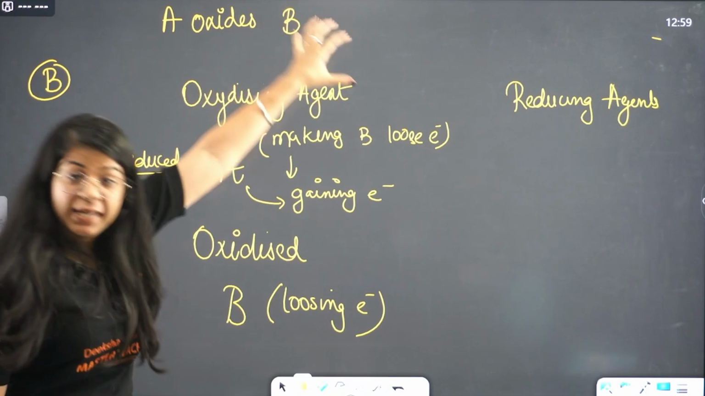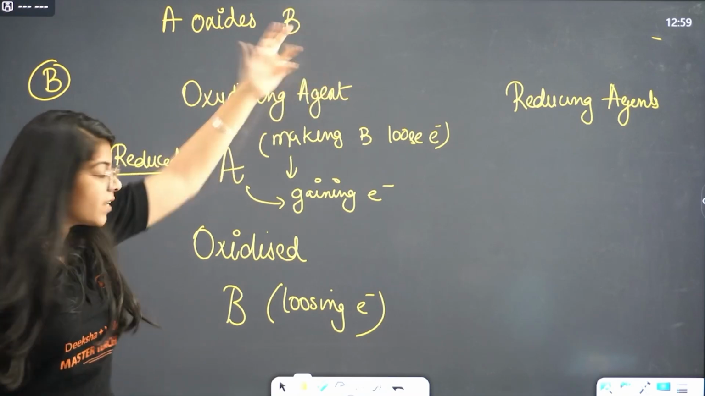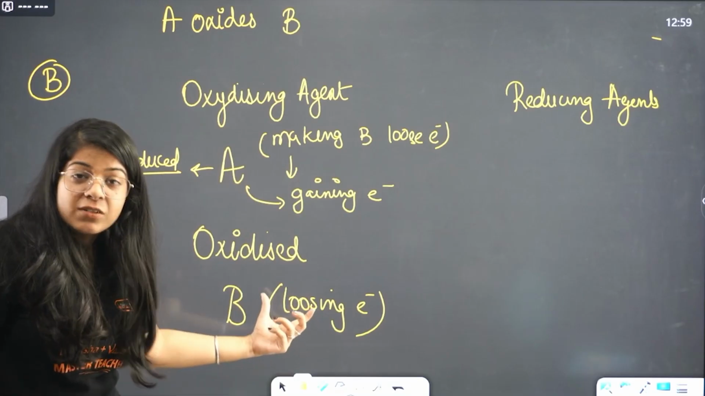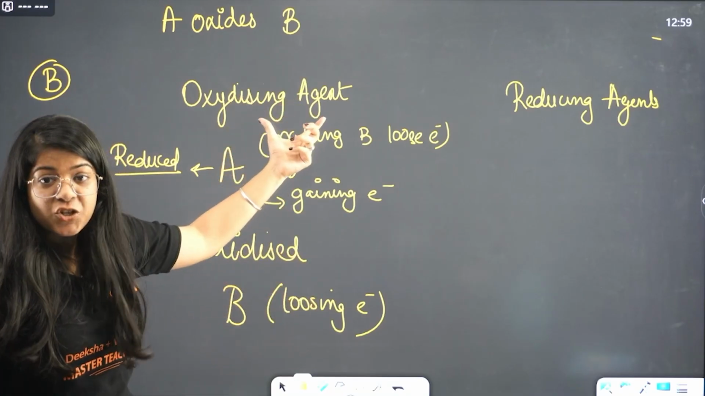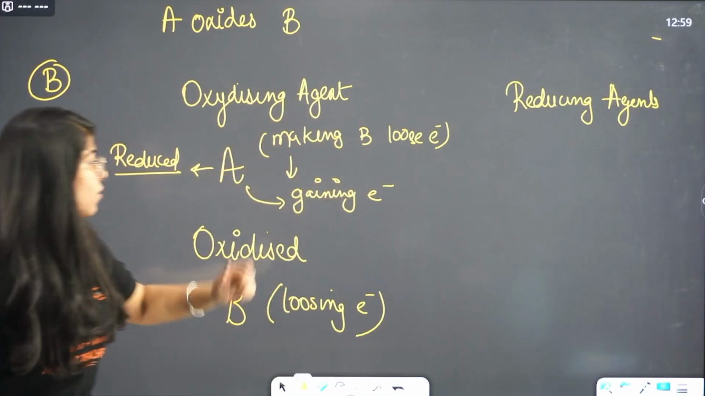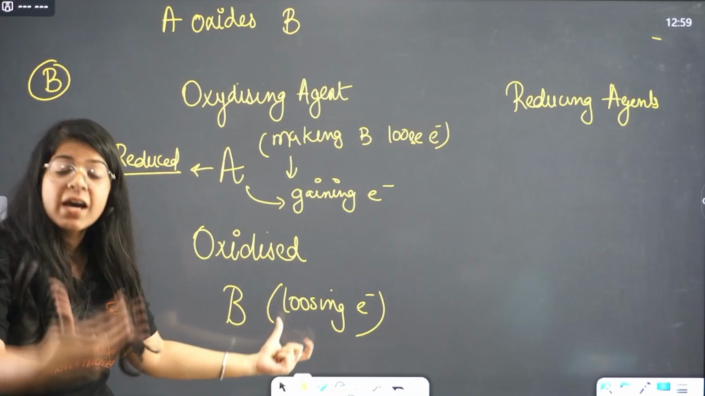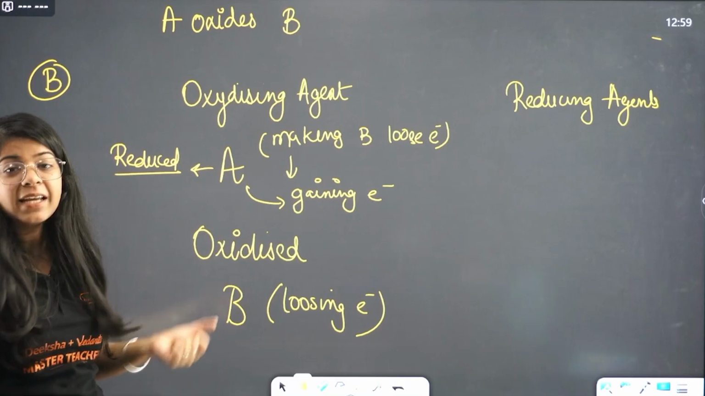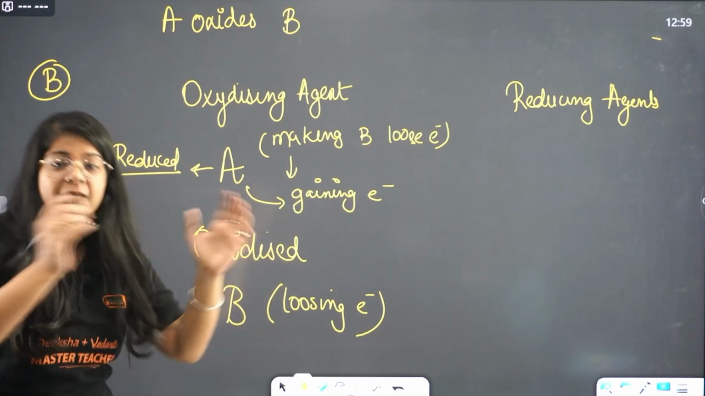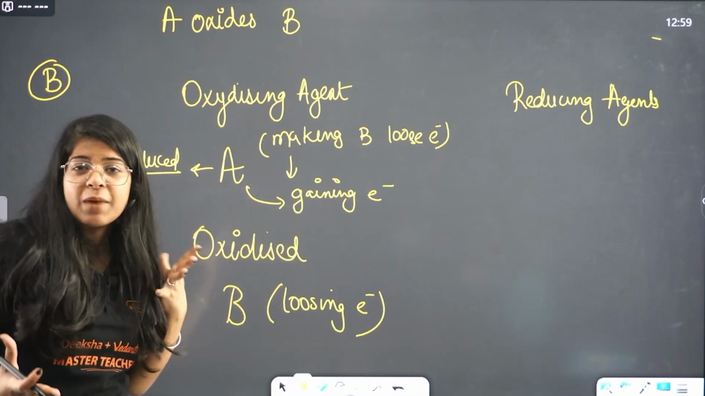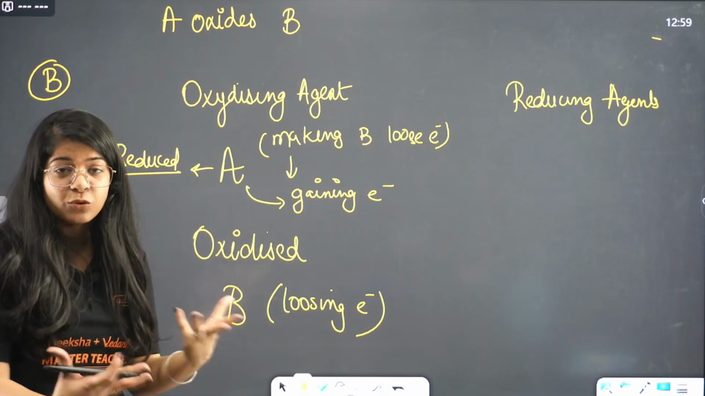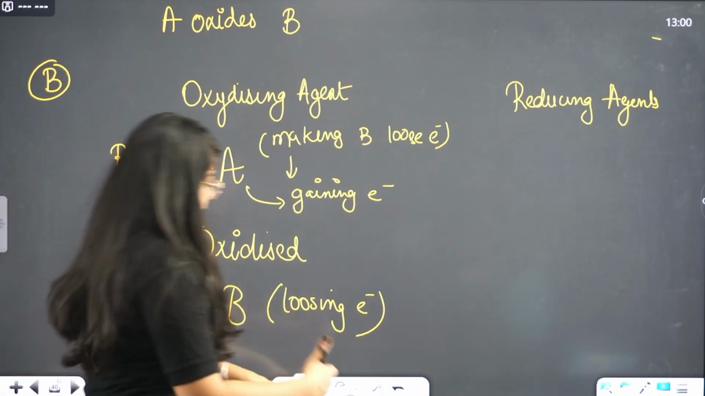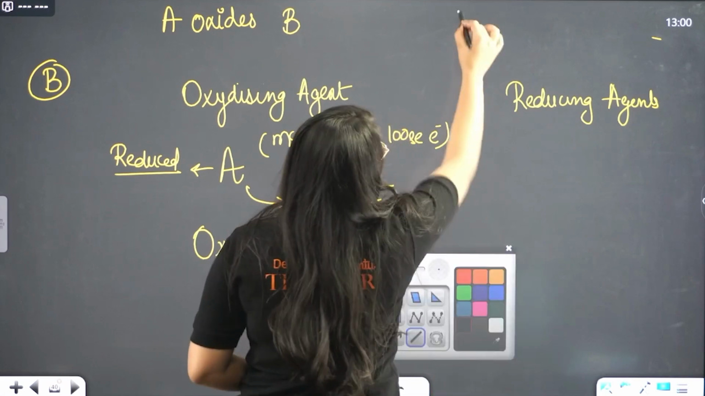A oxidizes B. That means B is getting oxidized. Oxidized means it is losing electrons. A is making B lose electrons. That means A is an oxidizing agent. But if B is losing electrons, where are those electrons going? A is gaining electrons. So A itself is getting reduced by oxidizing B. So A is sacrificing for B to get oxidized. Done? Let's understand again. Don't worry.